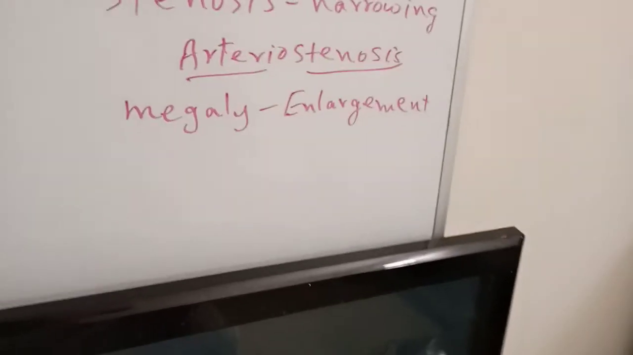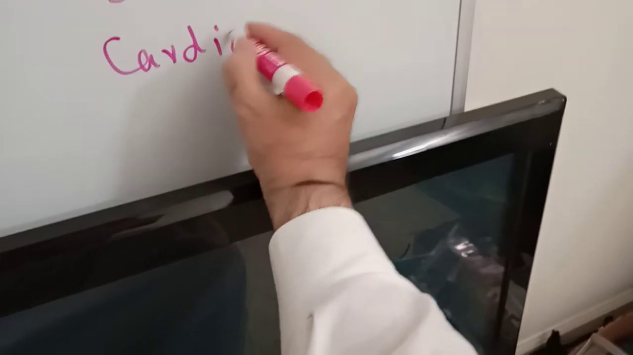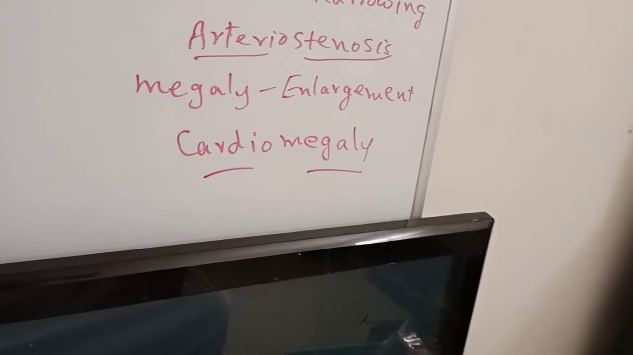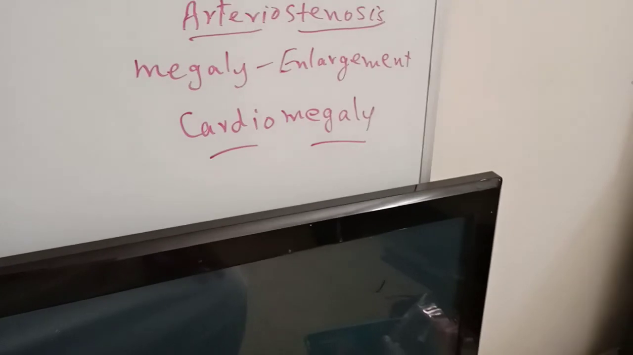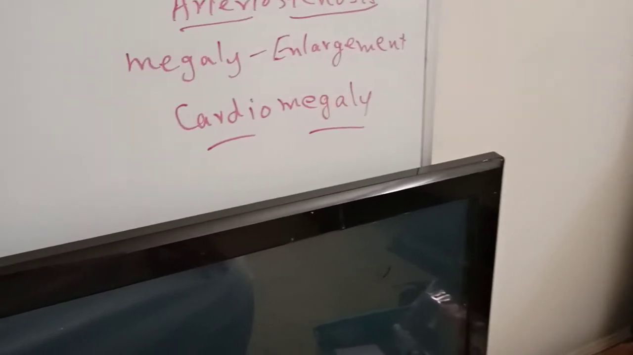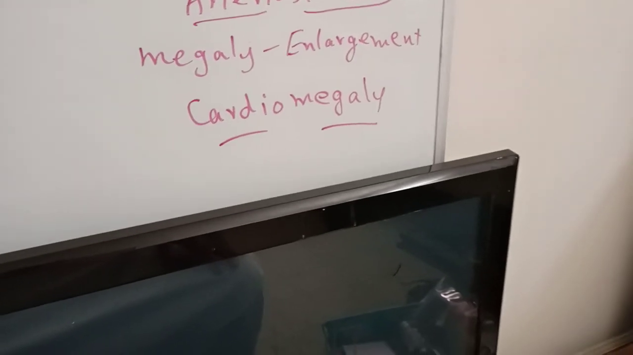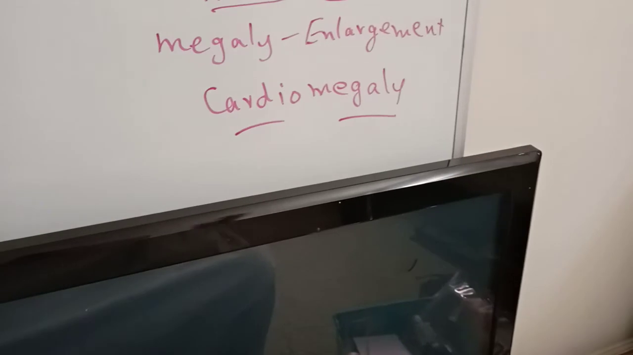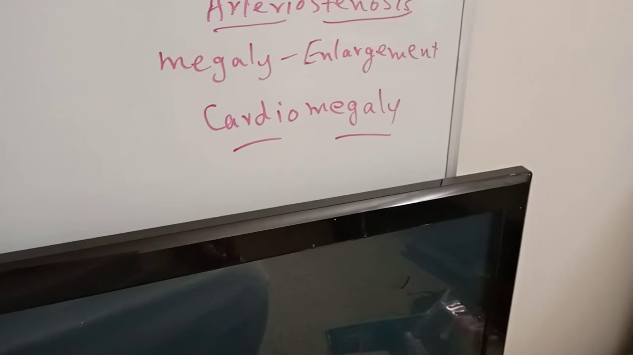We can use this word like cardiomegaly, enlargement of the heart. There are so many reasons for cardiomegaly: hypertension, cardiomyopathies, valvular disease. There could be many. So cardiomegaly means enlarged heart. Cardi is heart, megaly means enlarged.